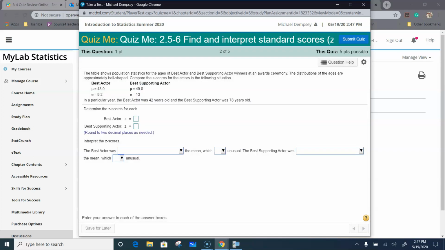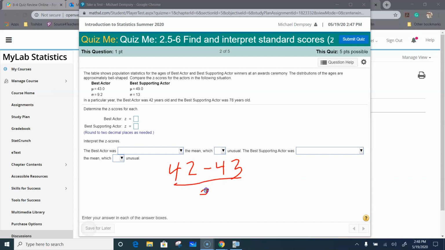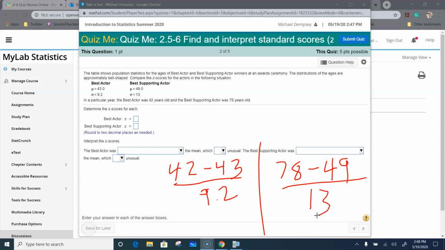Okay, so now we'll go ahead and calculate some z-scores. So one year the best actor was 42 years old, so let's get his z-score. That would be 42 minus the average 43, and then we would have to divide that by 9.2 to determine if that's unusual. Then for the best supporting actor, who was 78, that certainly seems unusually large for someone who's usually 49, and then we would go ahead and divide that by 13. So what I get when I calculate those respectively, here I get negative 0.11, and over here we do get 2.23.